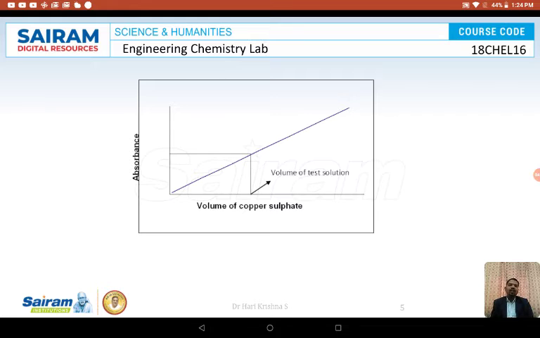Now for the test solution, you have the absorbance, but you don't know the volume of sample. So go to the y-axis, check the absorbance of the test solution, draw a parallel until it touches the curve, then drop a perpendicular. This gives the volume of copper sulfate present in the test solution.